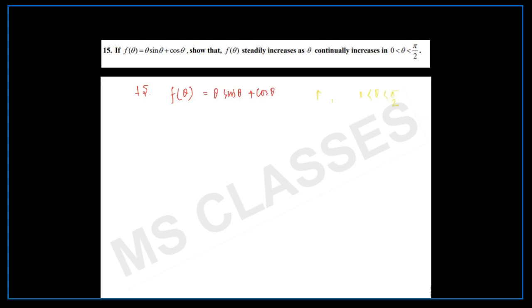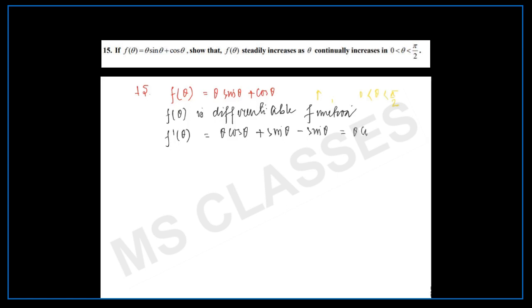Now, this is a differentiable function. Sine, cos, both are differentiable, theta is differentiable, so f of theta is differentiable. Why? Because we have sine and cosine functions here. So we differentiate this: theta cos theta plus sine theta minus sine theta. That gives us theta cos theta.